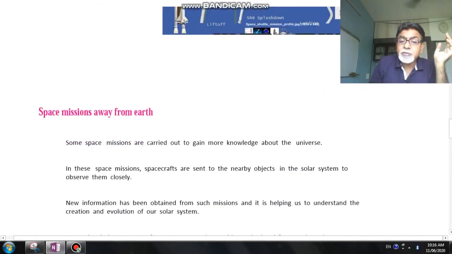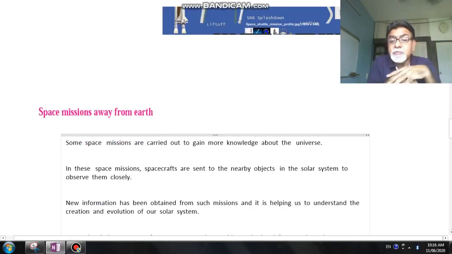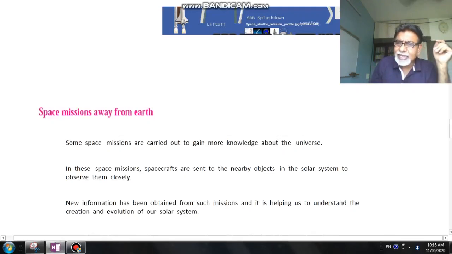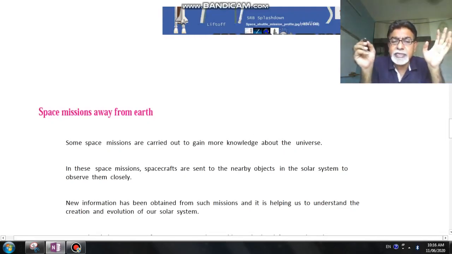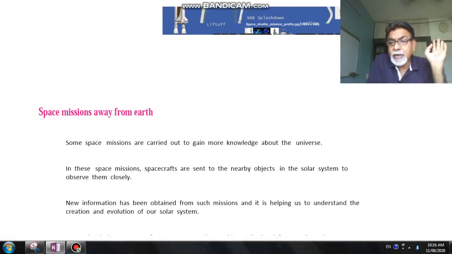In these space missions, spacecrafts are sent to nearby objects in the solar system to observe them closely. Different planets are there, and they are explored for different purposes. We are sending spacecraft to the nearby objects, and that's why we have information about Jupiter and Saturn, and how many moons they have. This is because of the space missions away from the Earth.